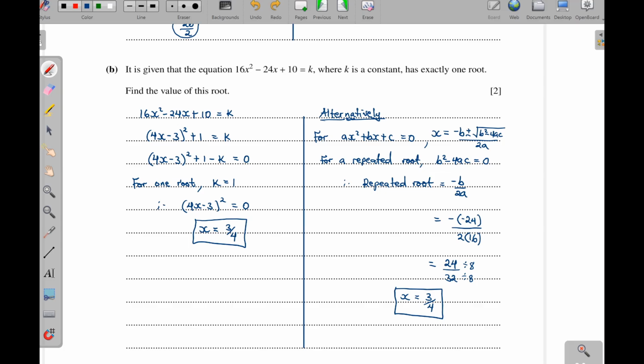So the repeated root of a quadratic equation is always given by minus b out of what? 2a. And it is also the line of symmetry of that graph, which actually happens to be the x-coordinate of the turning point here. Okay, so that is that.